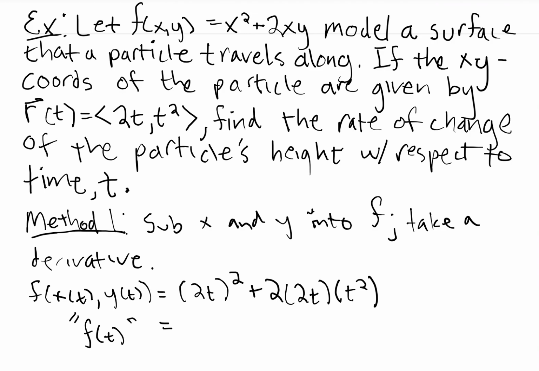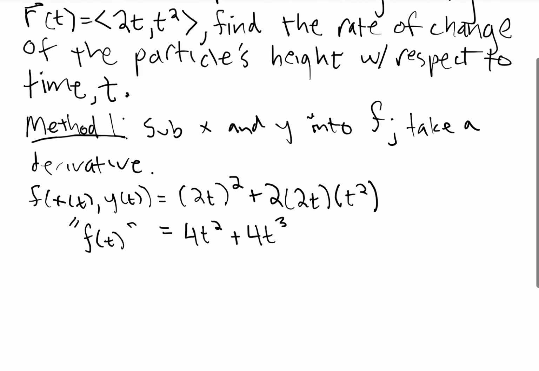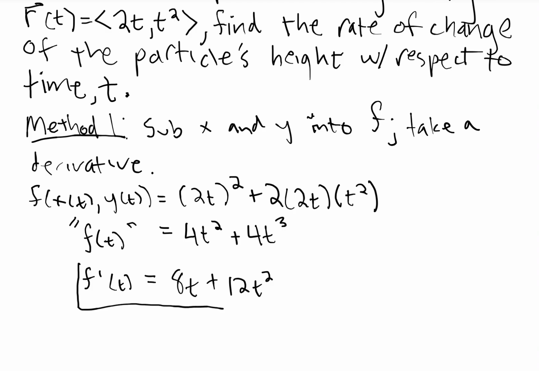Once we perform this composition, this turns into a single variable function. We'll get 4t squared plus 4t cubed. I'll scroll down a little bit to give myself some more room. In this case, my derivative is pretty easy to knock out with power rule. We'll get 8t plus 12t squared. So this is going to give me my rate of change of this particle with respect to time.